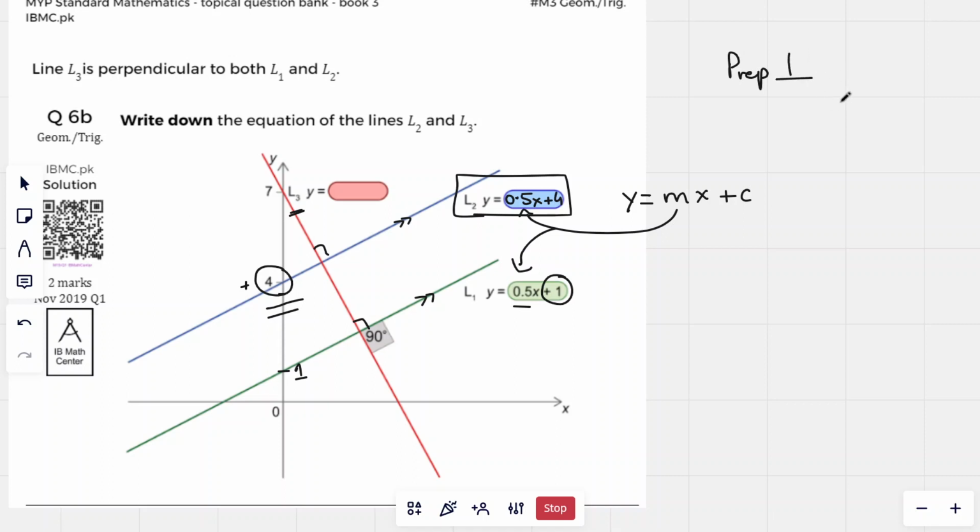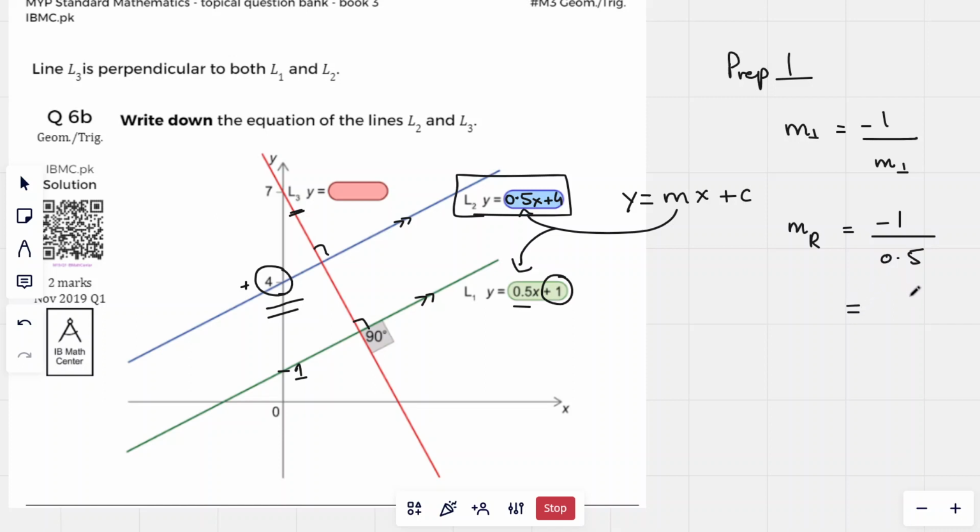The gradient of a perpendicular line is the negative reciprocal of the gradient of the line to which it is perpendicular. Let's put this into context. The gradient of the green line is 0.5. The red line is perpendicular to it. So take the gradient of the green line to be 0.5 and simplify negative 1 over 0.5. That should give you the gradient of the red line, because that line is perpendicular to this.